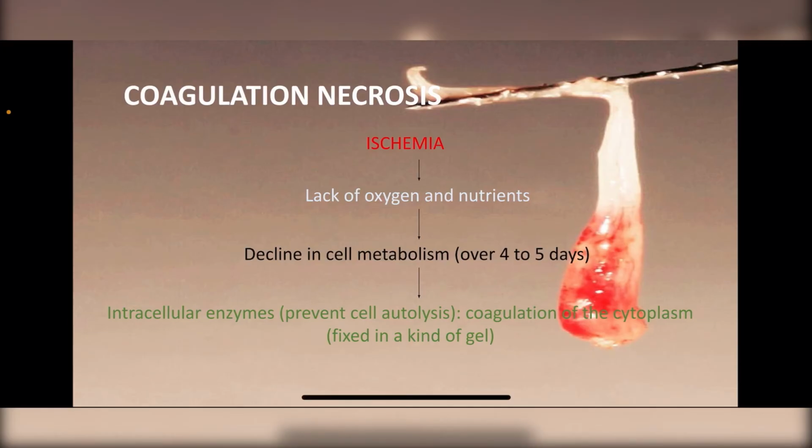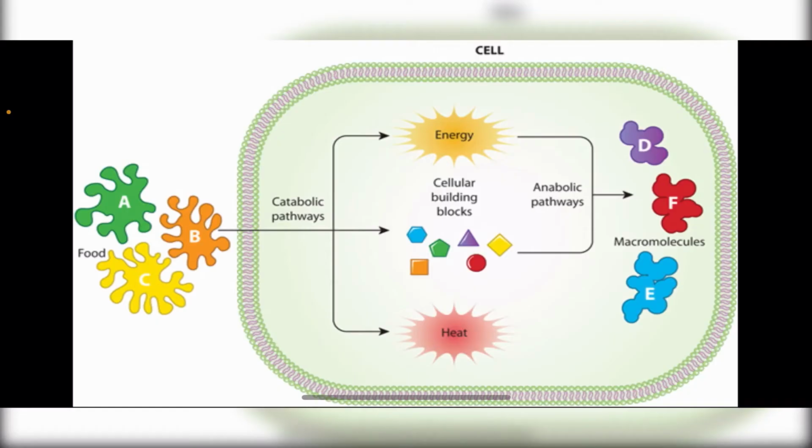So, coagulation necrosis is caused by ischemia, which I just explained. It means a lack of oxygen and nutrients, which leads to a decline in cell metabolism. Let me show you right over here how cell metabolism works. This is cell metabolism, which I'm pretty sure everyone knows, since it was studied in high school. But if you don't, here's a scheme explaining it.